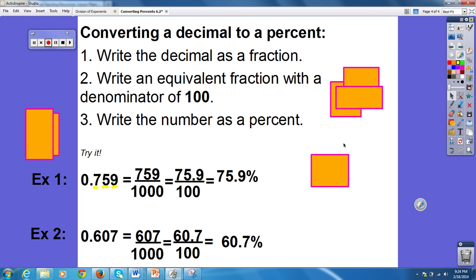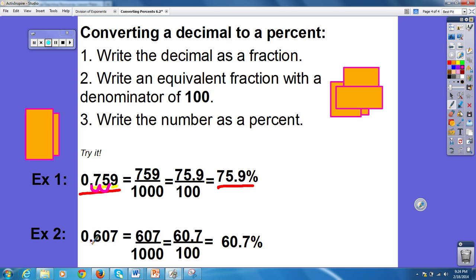Now, let's see if we can find a pattern here. I had my original number, 0.759, and then I had my final answer, 75.9. You'll notice that these two numbers look very similar. So similar that we would have 75.9 if we were to move the decimal 2 spaces to the right.